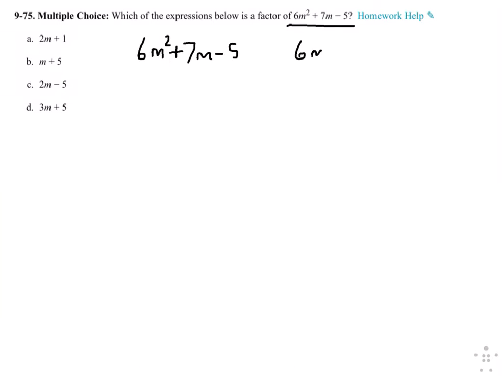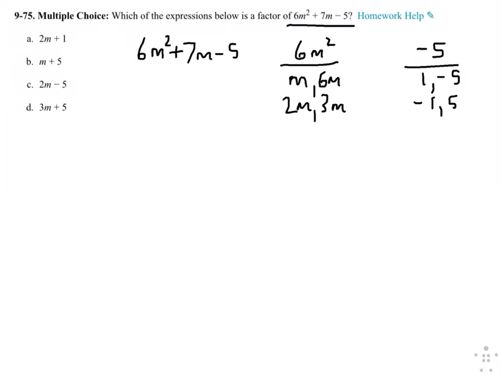So let's factor, right? 6m squared, that could be m and 6m, or 2m and 3m. And then the negative 5 over here is a 1 and a negative 5, or a negative 1 and a positive 5. And then we have to reverse the columns, right? So let's reverse this one. 6m and m, and 3m and 2m. And now we're looking for outers multiplied plus inners multiplied to give us a positive 7m, right?